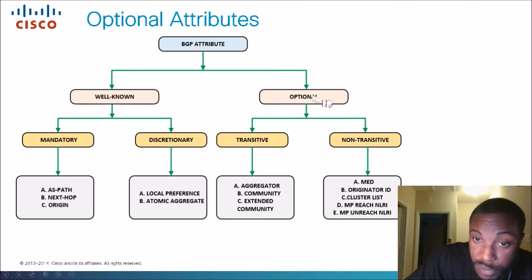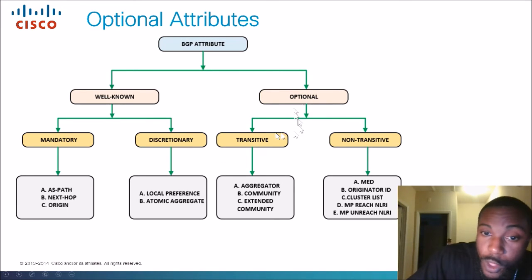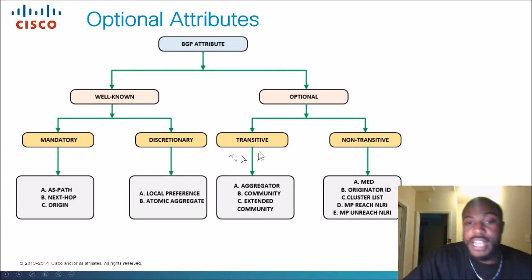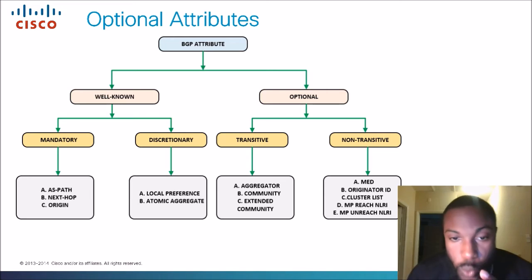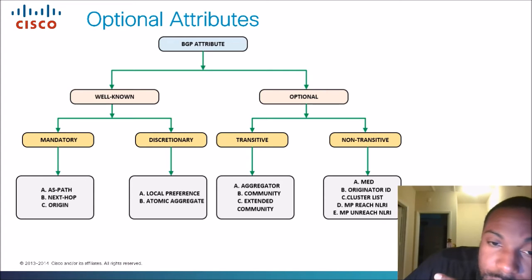Now, these are the optional attributes. We have the optional BGP attributes, and they're divided into two subcategories: transitive and non-transitive. Transitive means that the update will be passed on.